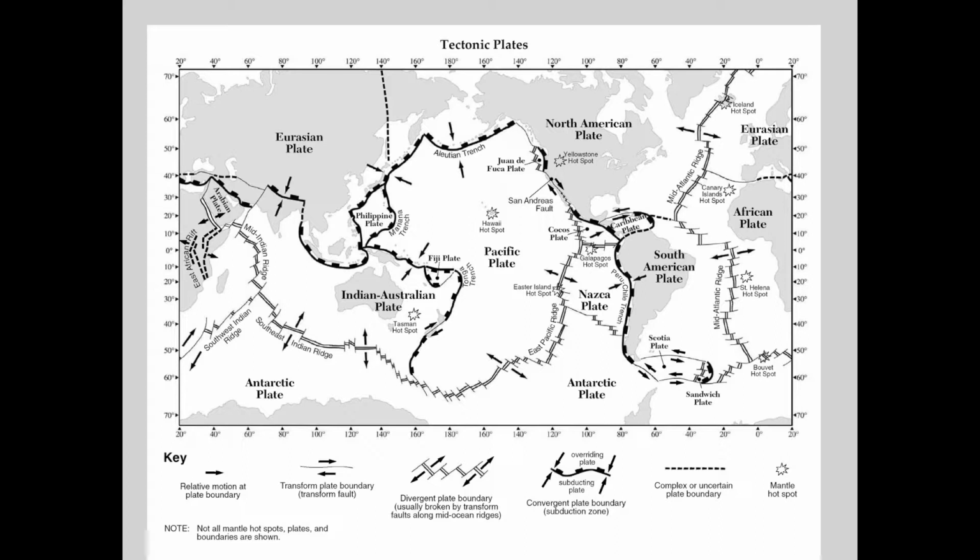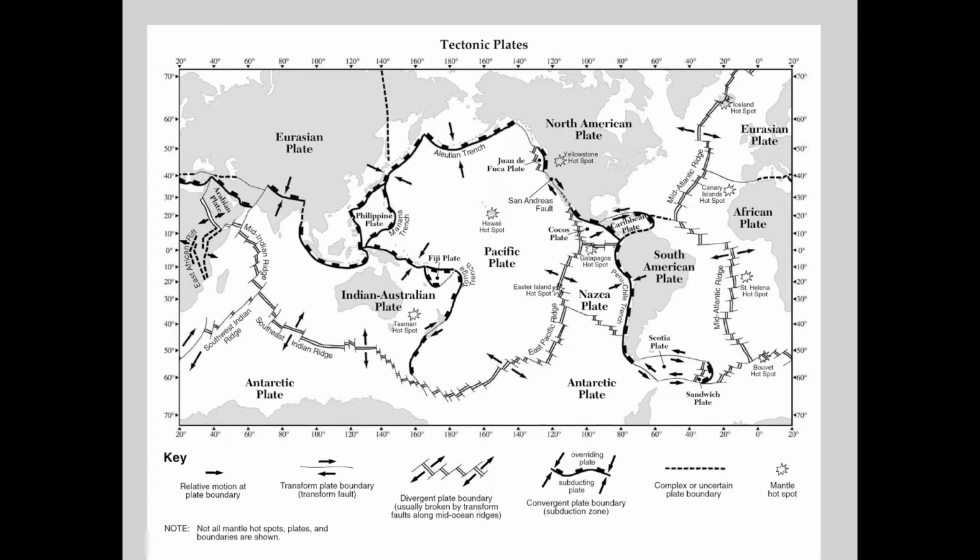When looking at the graphic that's associated with this segment of the lecture, you can take a look at such locations as the southeastern Indian Ridge. That's an excellent example of a plate boundary environment. And again, it's an interaction between the Antarctic plate and the Indian-Australian plate.